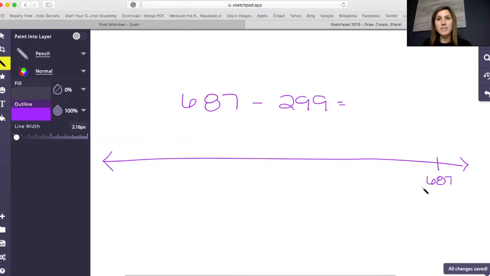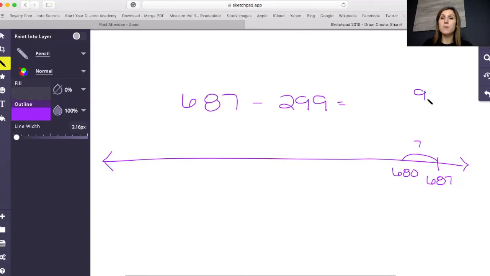Now I'm going to subtract, and I'm always going to start subtracting with my ones. So if I have 687, my ones place is a 7, and in my subtrahend, the number I'm taking away, is a 9. I can take away all 9 at once, but it's going to be much easier to take away 7 first and get this number to a 10. So I'm going to show a jump of 7. 687 minus 7 is going to be 680.